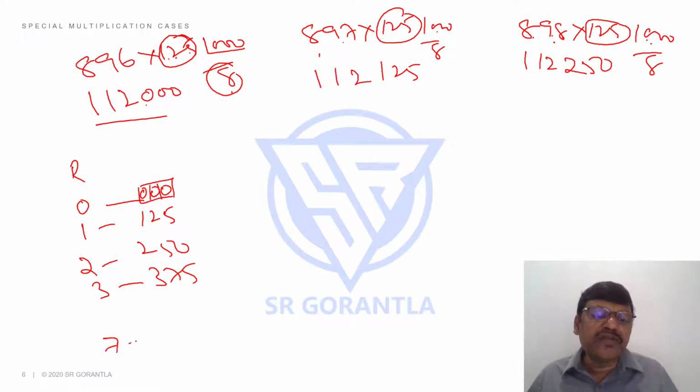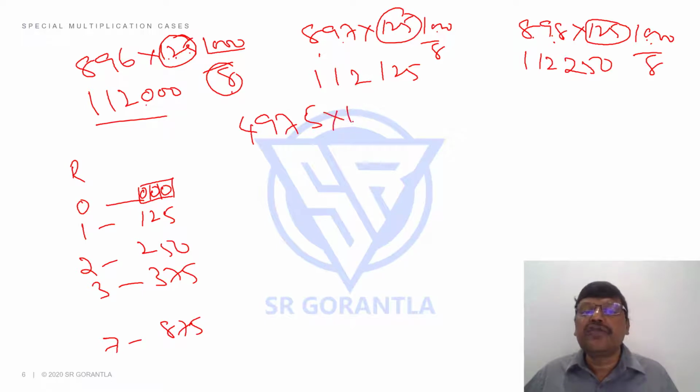Maximum remainder will be 7. 7 into 125 will be 875, because 7 by 8 is 87.5% or 0.875. 0.875 into 1000 will become 875, right? So let me ask you more examples, students.